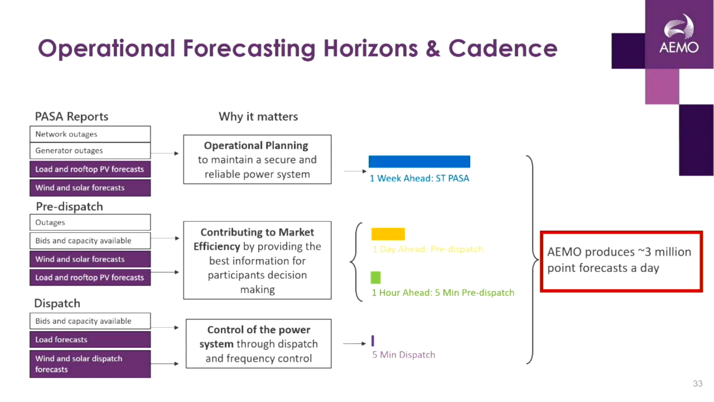So what do we do in operational forecasting? Well, we produce forecasts, to put it bluntly, but we forecast the load or demand, and then we also forecast supply for variable renewable generation, such as the utility scale solar and wind farms, as well as all the millions of solar PV panels on people's roofs. We do this for 5 minutes ahead, up to 1 week ahead, every 5 minutes. And that adds up pretty quickly to us producing approximately 3 million point forecasts every single day.